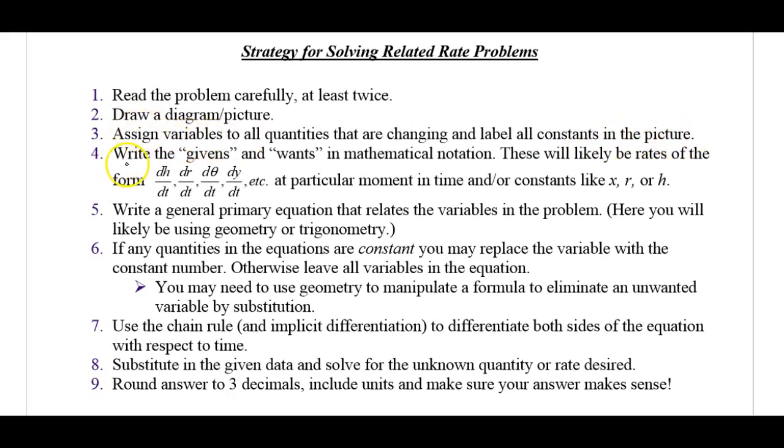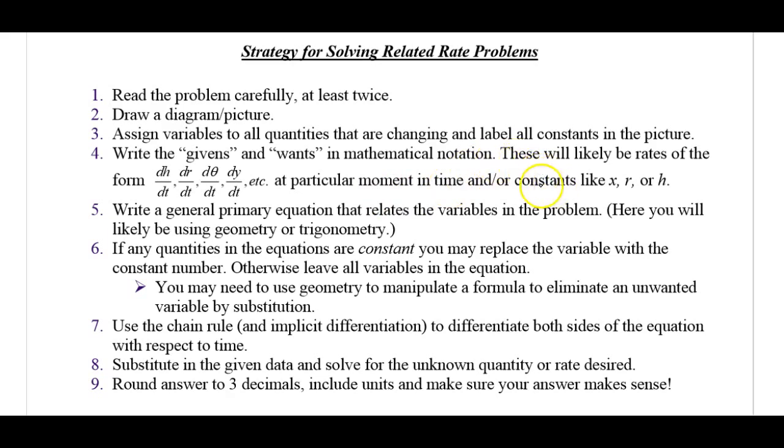Step 4. Write the givens and the wants in mathematical notation. So these will likely be rates of the form dh/dt, dr/dt, dθ/dt, dy/dt, etc. Often we are given a rate of change expressed in words, and we have to translate that into mathematical notation of this form, d something dt, and then we need to figure out what we want. What are we being asked for?